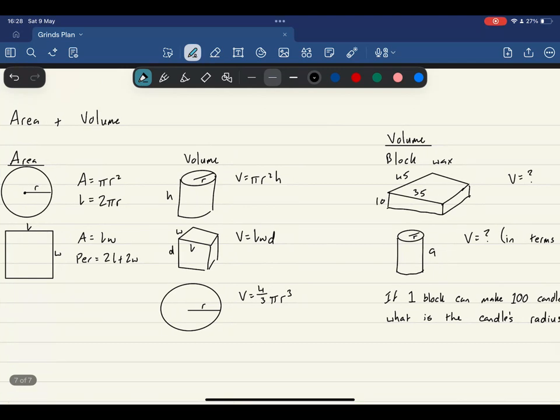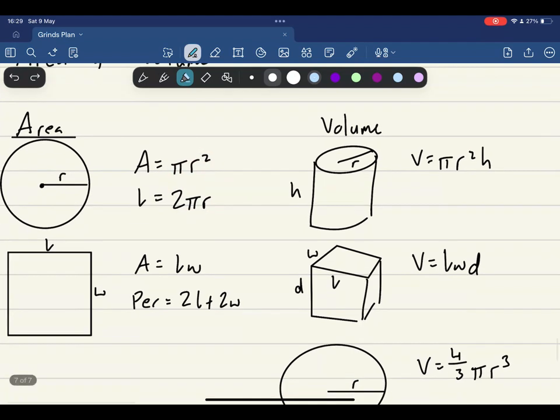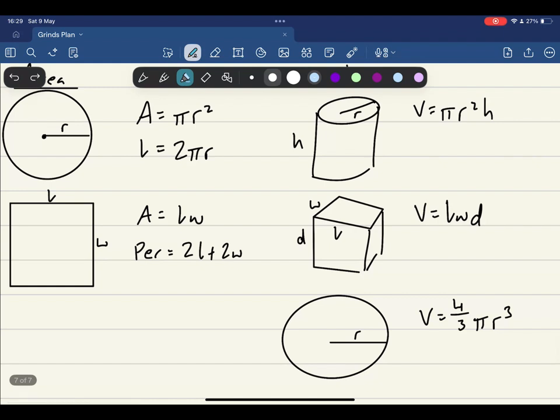In today's video, we're going to go through area and volume. So these are sort of the key formulas. For area, you have, of a circle, pi r squared. And then for the circumference, it's 2 pi r. For a square or rectangle, it's just length by width. And then perimeter is 2l plus 2w.